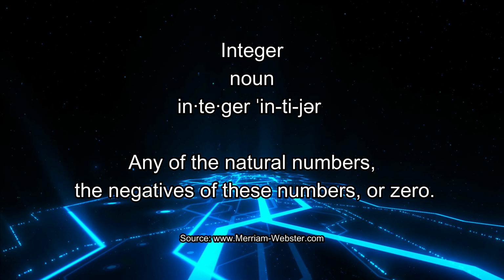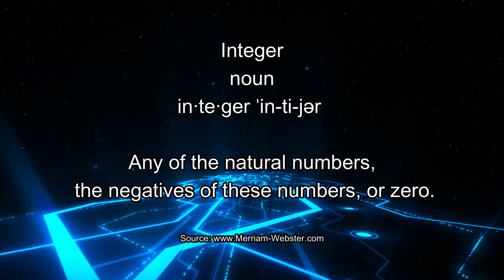Today, we're going to be looking at the integers. By definition, according to Webster's dictionary anyhow, an integer is any of the natural numbers, the negative of those numbers, or zero. Simply put, an integer is just a number that does not have any decimal values.